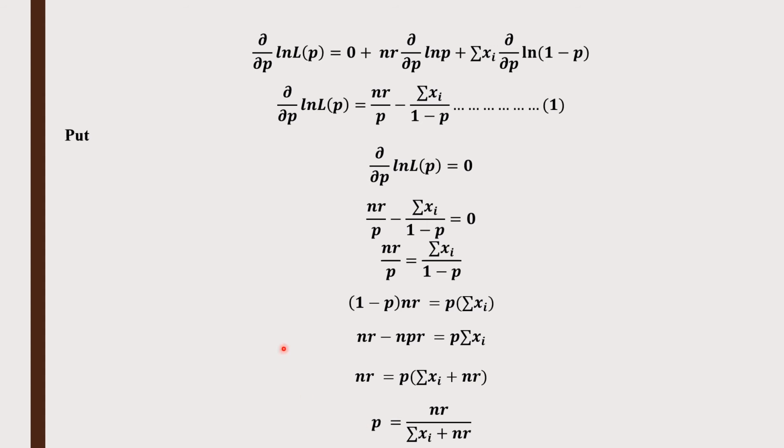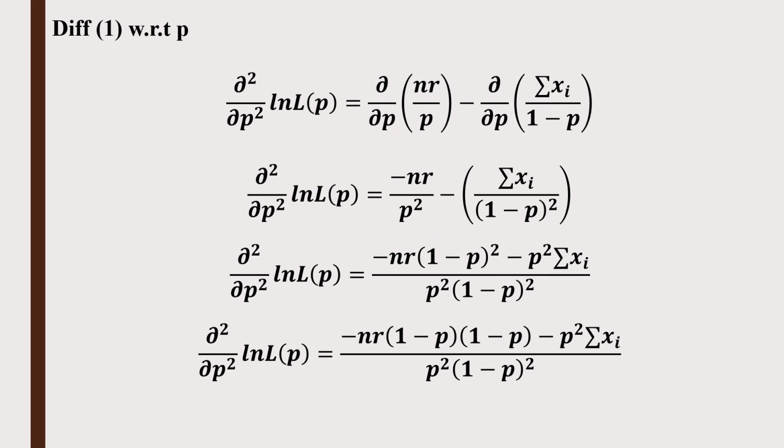Now we will check whether the second derivative is less than 0 or not. Again, differentiating equation 1 with respect to p, we have partial derivative with respect to p of nr over p and partial derivative with respect to p of summation xi over 1 minus p. nr is constant, remains outside. Derivative of 1 over p is minus 1 over p square. Similarly, summation xi will remain outside.